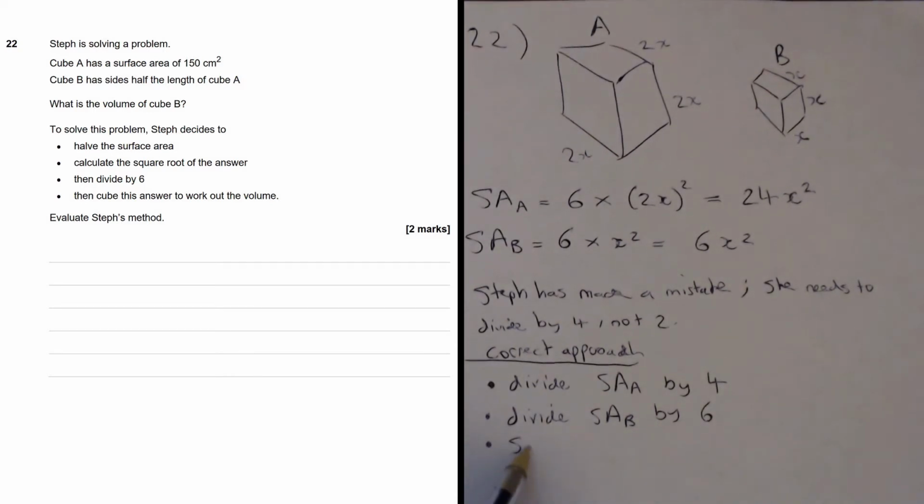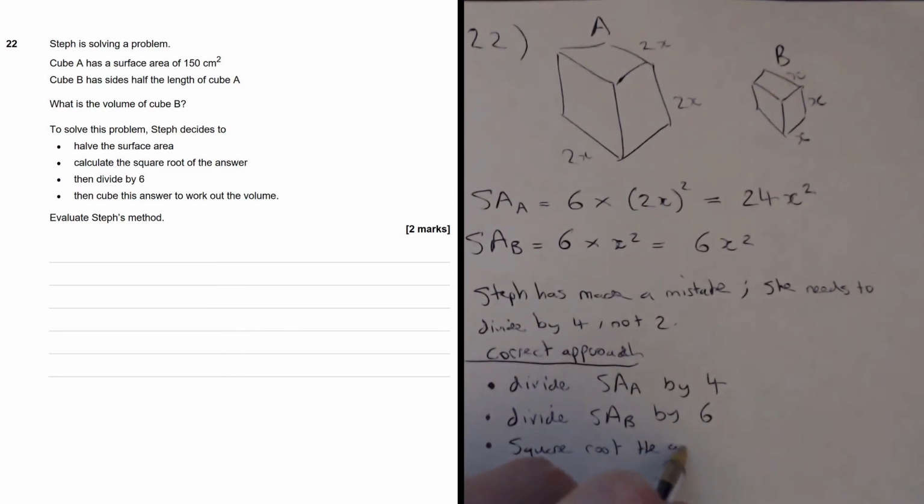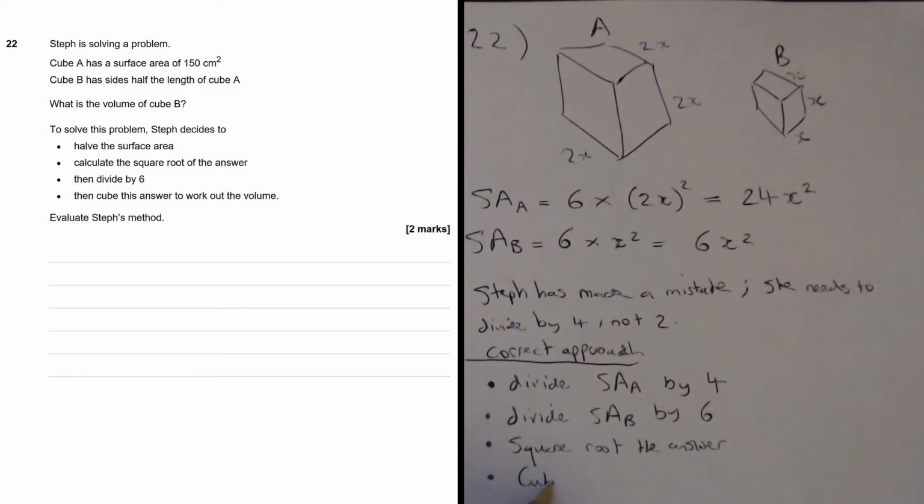Then we're going to square root the answer. That's going to give us x, and then we're going to cube the answer, and that's going to give us x cubed, i.e. the volume of B.